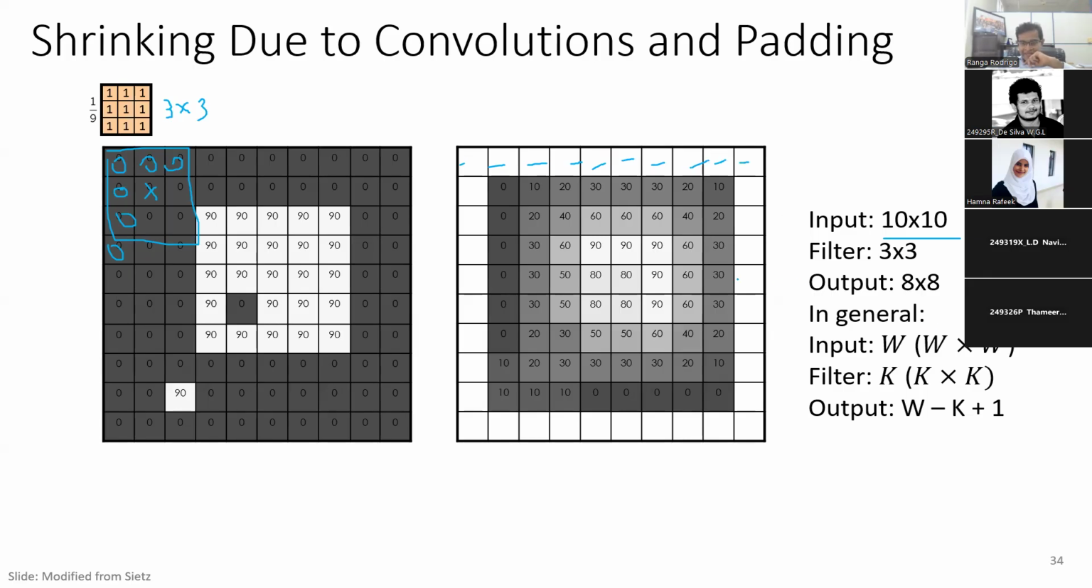So if you take a 10 by 10 image, and the filter size is 3 by 3, you see you get an 8 by 8 image. The reason is the input size is, let's say, W by W, the filter size is, let's say, K by K. So W minus K plus 1 will be the output size. Here W is 10 and K is 3, so you will get 10 minus 3 plus 1.